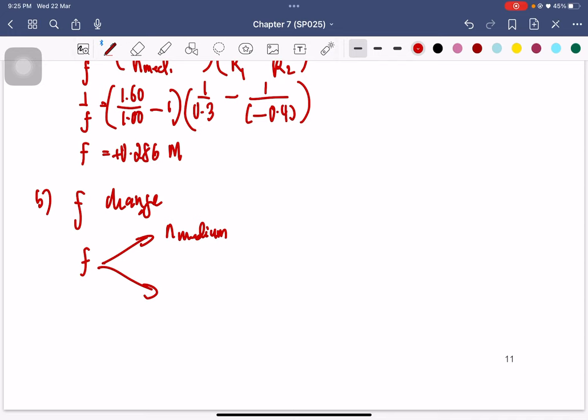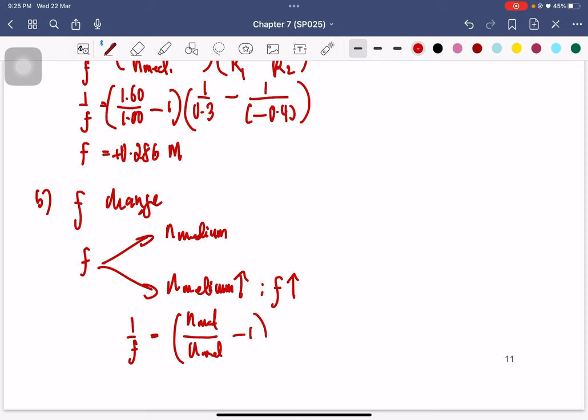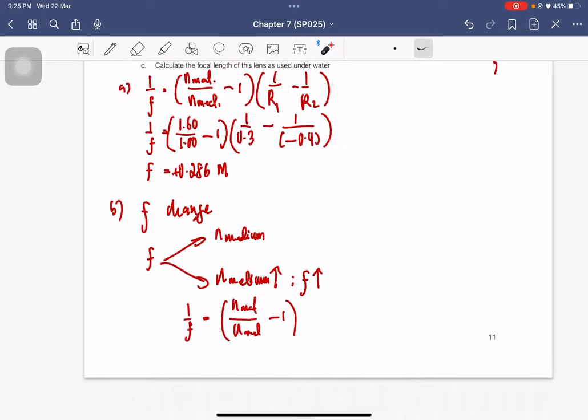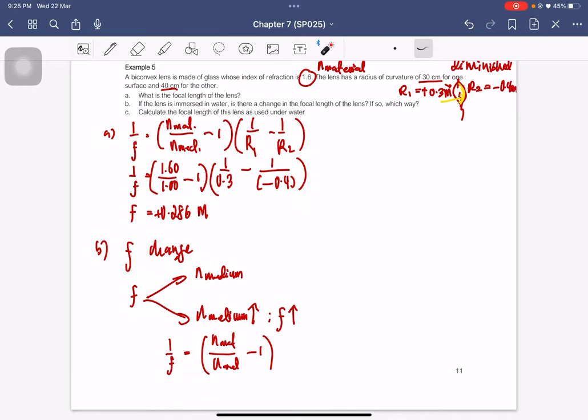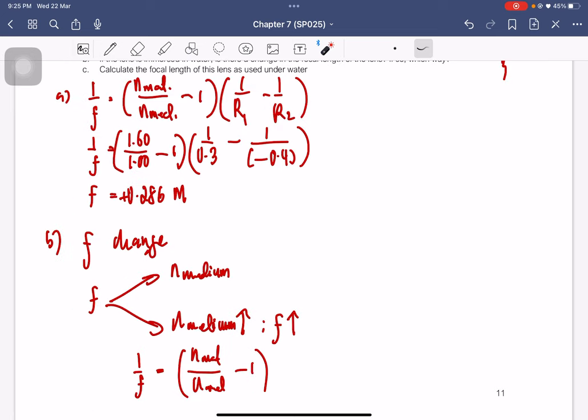And then the focal length, when the refractive index of the medium is greater, the focal length would also be greater because they are basically proportional to each other. Okay, if you look at this, they are proportional to each other. Right, so that is basically the explanation of why there is a change.